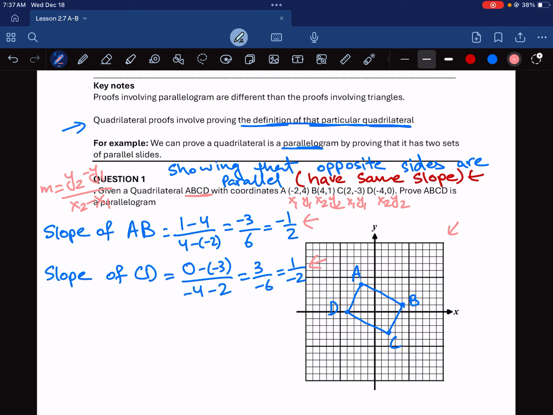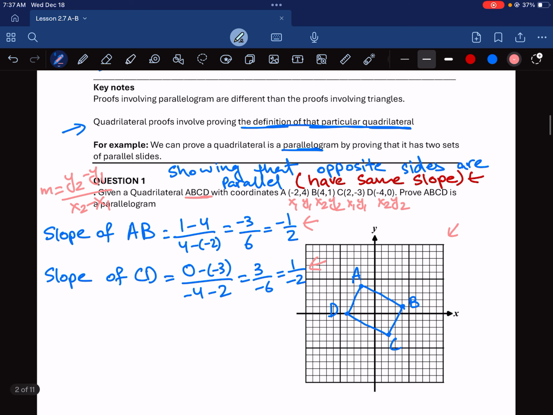So we just proved that AB is parallel to CD, but we're not done, because a parallelogram does not have one set of parallel lines. It has two sets of parallel lines. So we must also show that the slope of AD is the same as the slope of BC. So let's go ahead and do that as well.